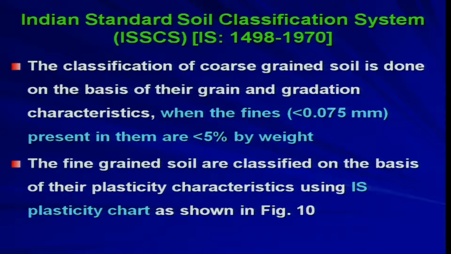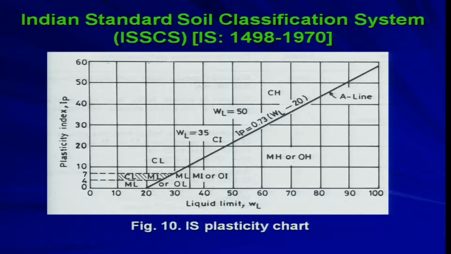So, the fine grained soils are classified on the basis of their plasticity characteristics, whether it is highly plastic, low plastic or intermediate plastic. Based on that, you will be classifying them. For that, there is a chart defined as the IS plasticity chart, which can be seen in the next figure. So, this is your IS plasticity chart.